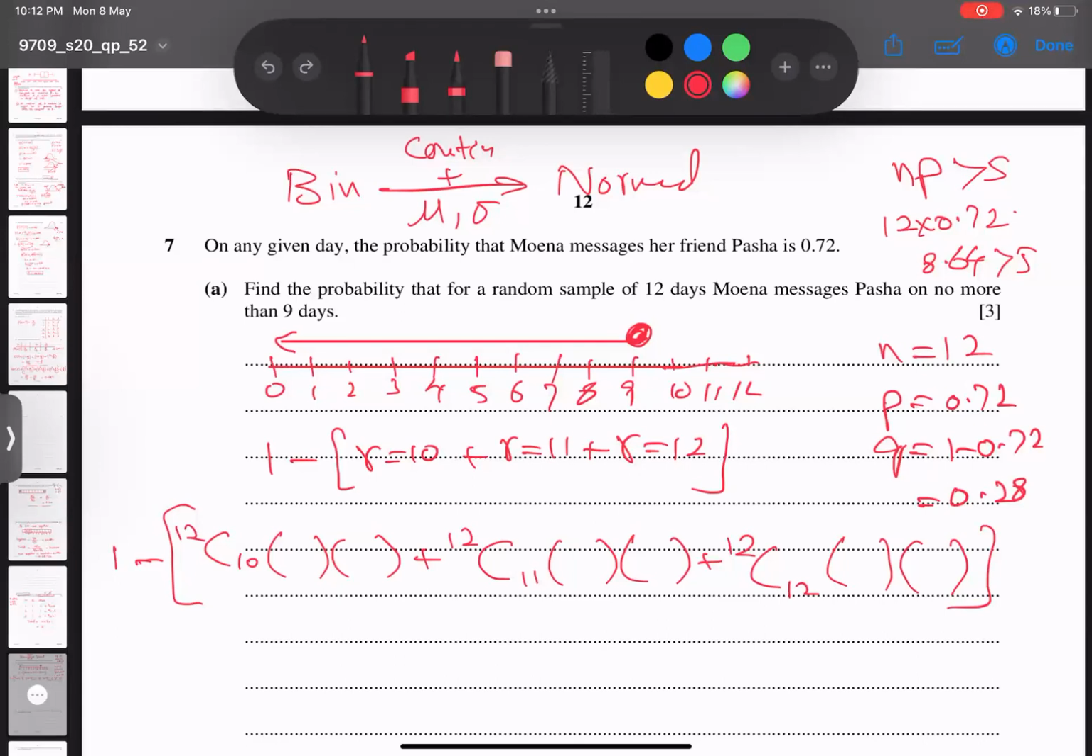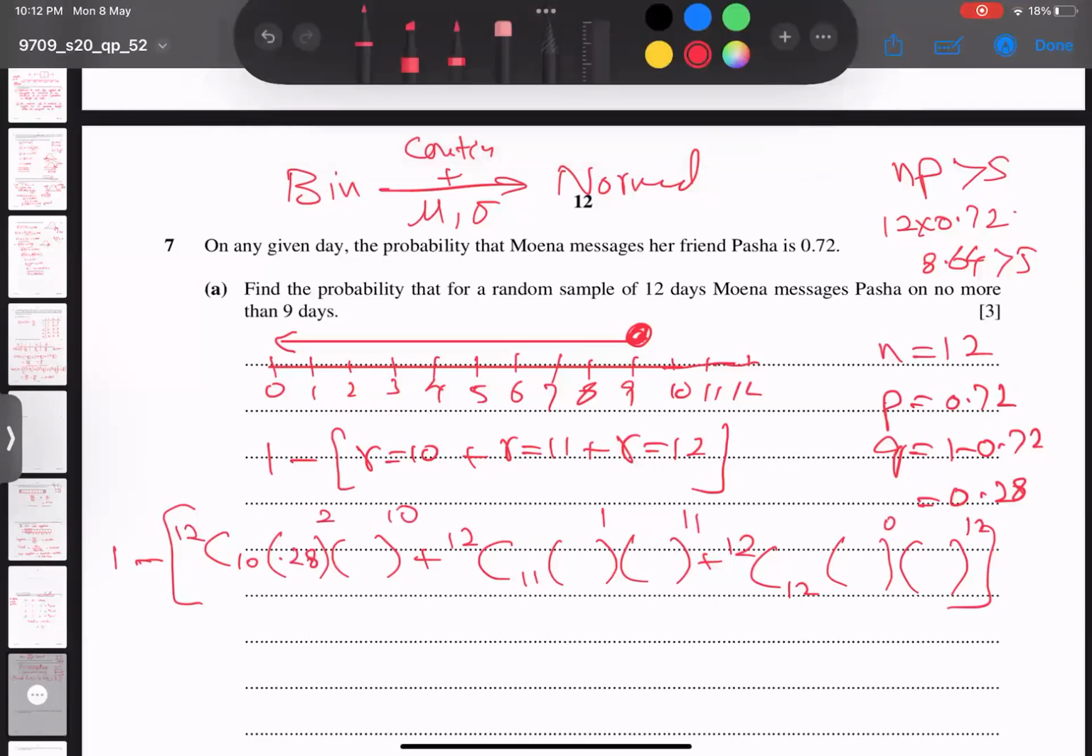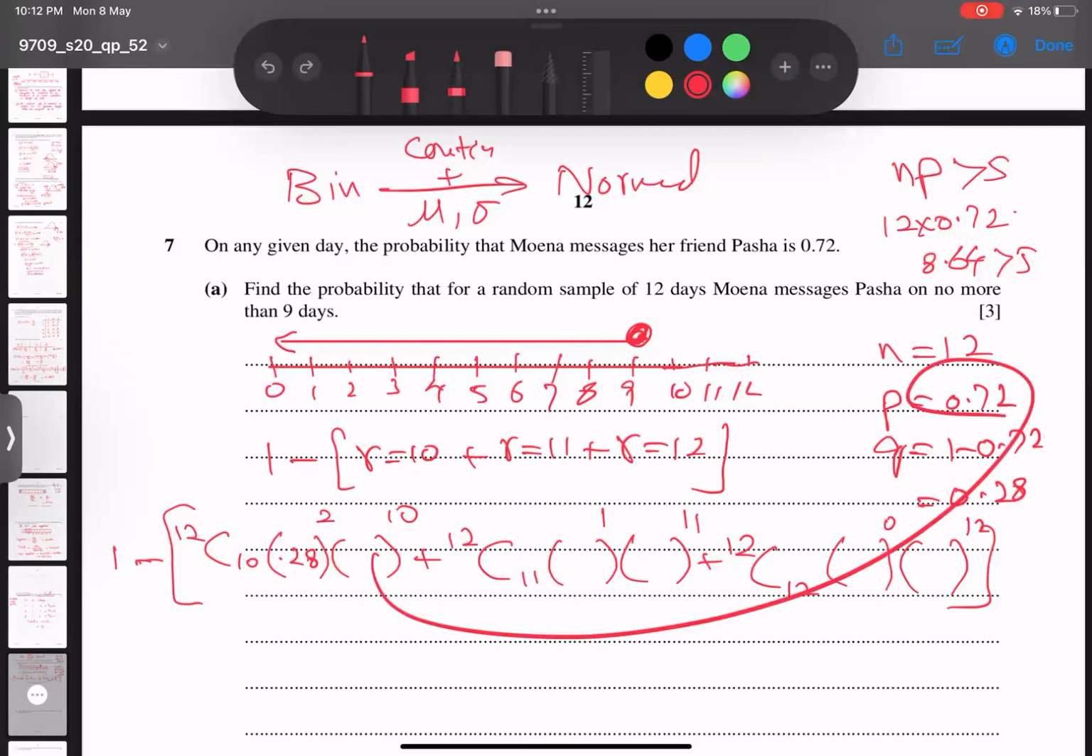And actually, what's the rule we have? NP will be bigger than 5 and NQ also bigger than 5. Okay, this is enough, no need to check the other one. So let's start. Here 10, here 11, here 9, and here 12. And Q value is coming here 0.28, so 0.28. And here P value is coming, 0.72. 0.28 first bracket, 0.72 second bracket.